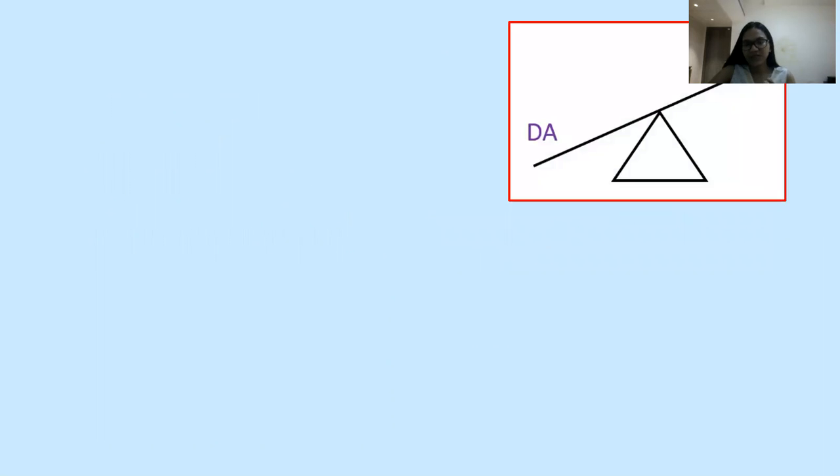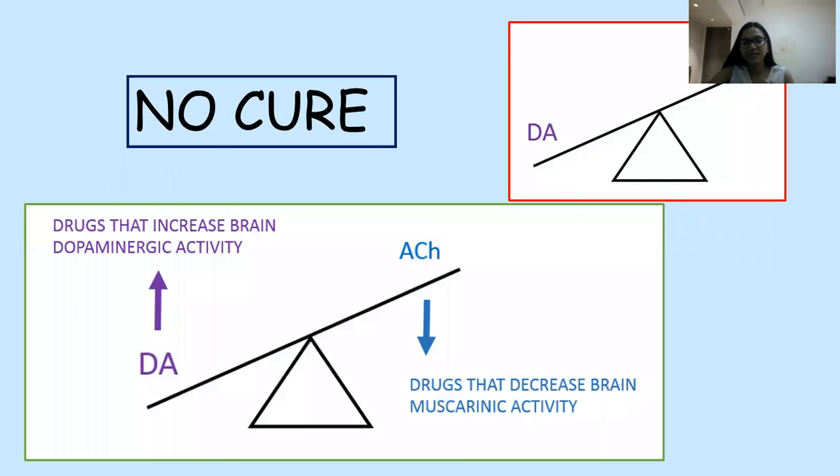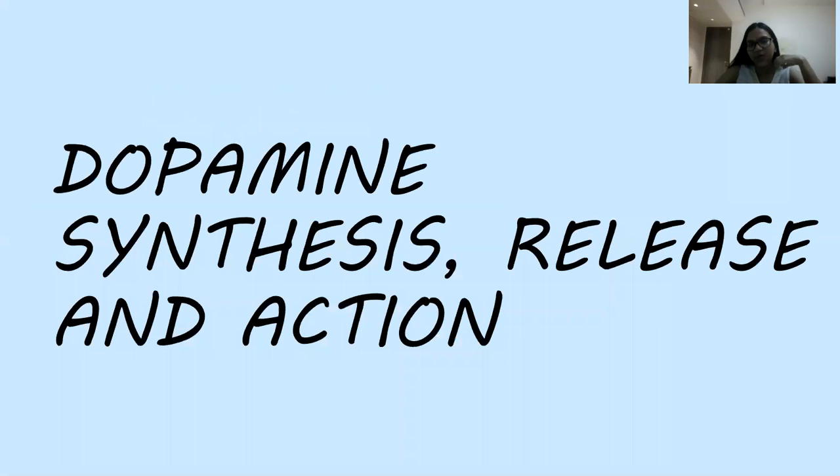Now, how we manage the patient is that right now, since there is no cure for the disease, we try to alleviate the symptoms of the patient by correcting the imbalance between dopamine and acetylcholine. So, what we try to do is increase the brain dopaminergic activity or decrease the brain acetylcholine activity or muscarinic activity. Now, what are the various points at which the dopaminergic drugs act?